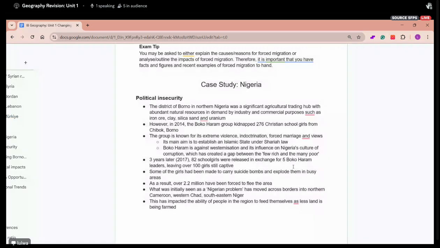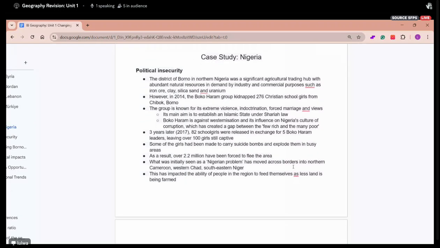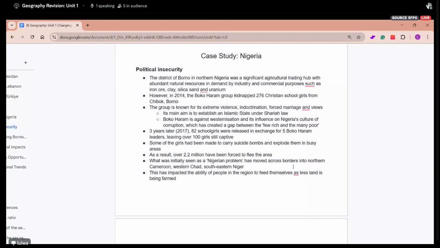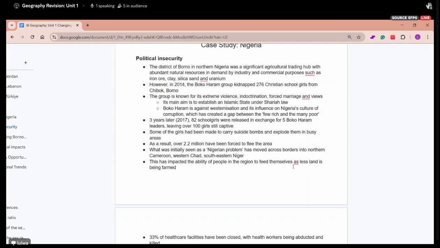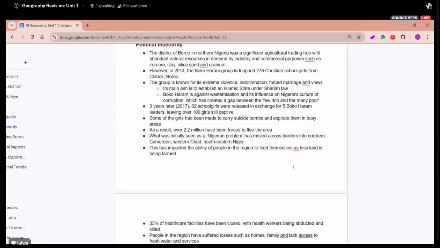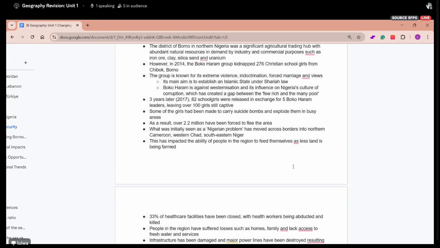It all started because of political insecurity. So the district of Borno in northern Nigeria was a significant agricultural trading hub. However, in 2014, the Boko Haram group kidnapped 276 Christian schoolgirls from Chibok, Borno. The group is known for its extreme violence, and 3 years later, 82 of the girls were released in exchange for 5 Boko Haram leaders.